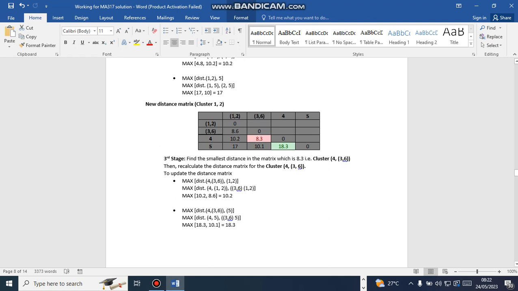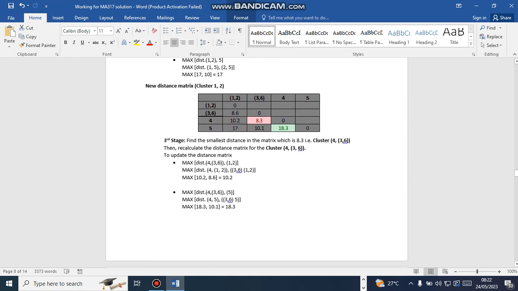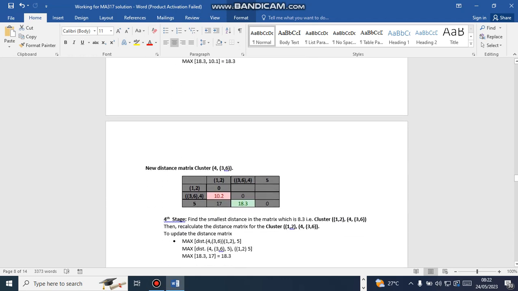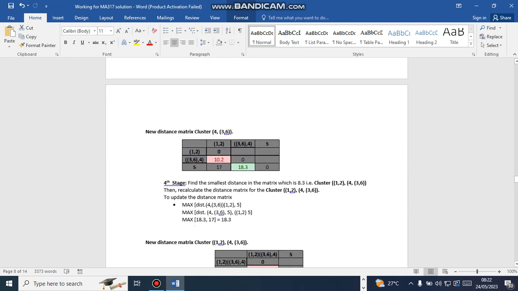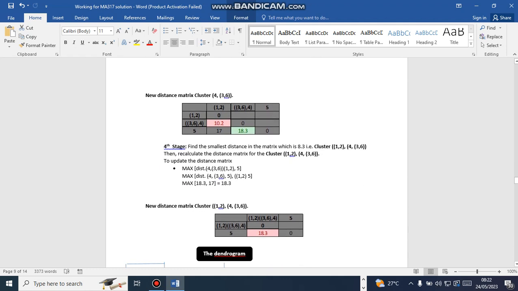So what is the highest number here? You can see it's 10.2. The same thing we do for 5, which leads us to the new table. This is the new distance matrix for cluster 4, 6 and 3. From this table, you will see that the lowest number here is 10.2.